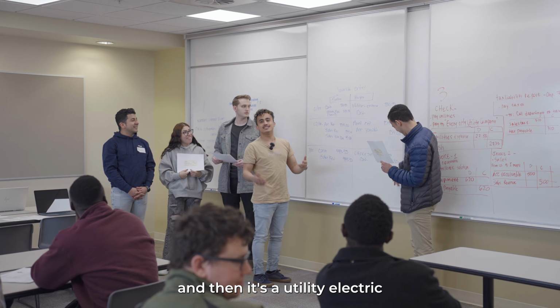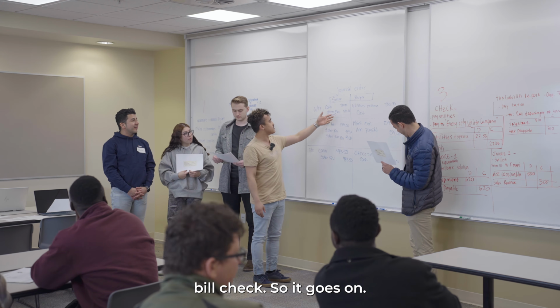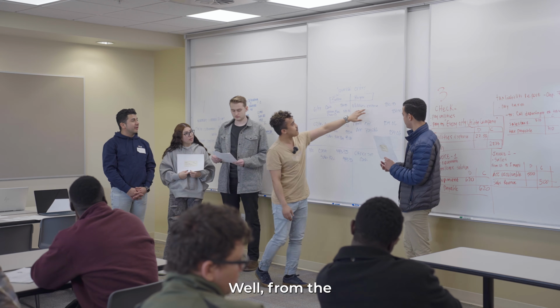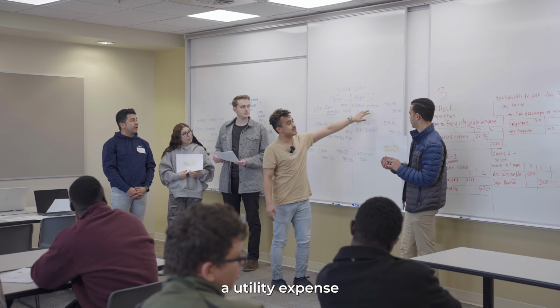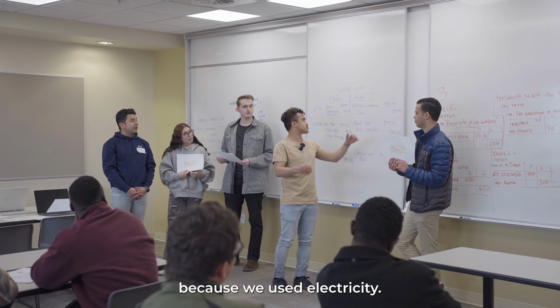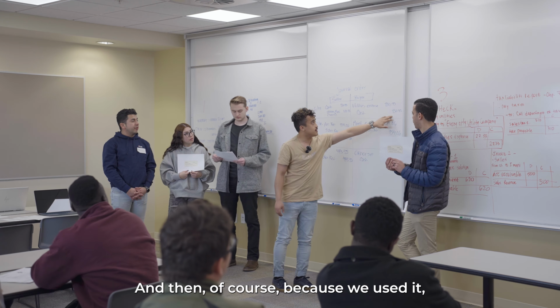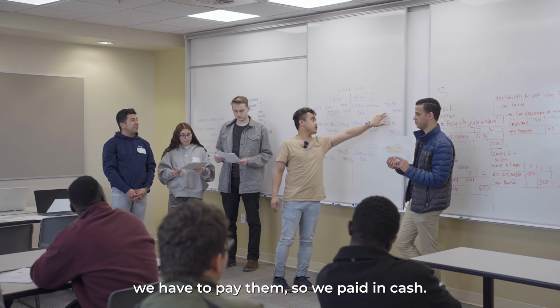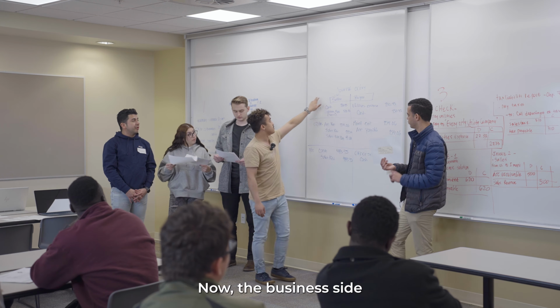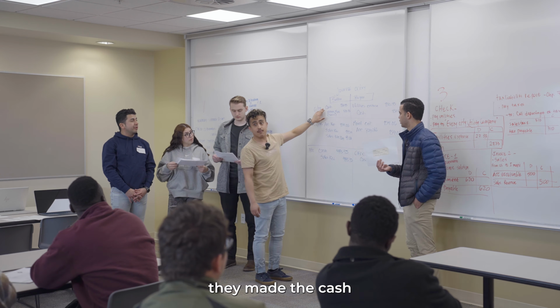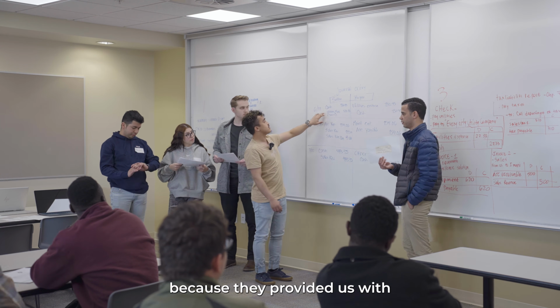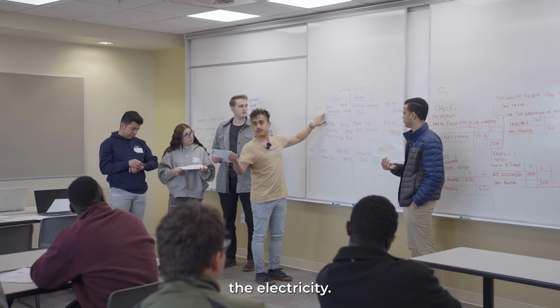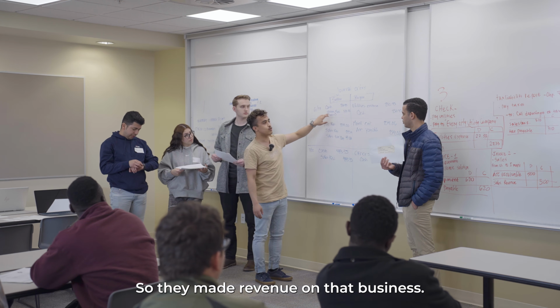And then it's a utility electric bill check. From our side, it's a utility expense because we used electricity, and then, of course, because we used it, we have to pay them. So we paid in cash. Now the business side, they made the cash because they provided us with the electricity, so they made revenue on that business.